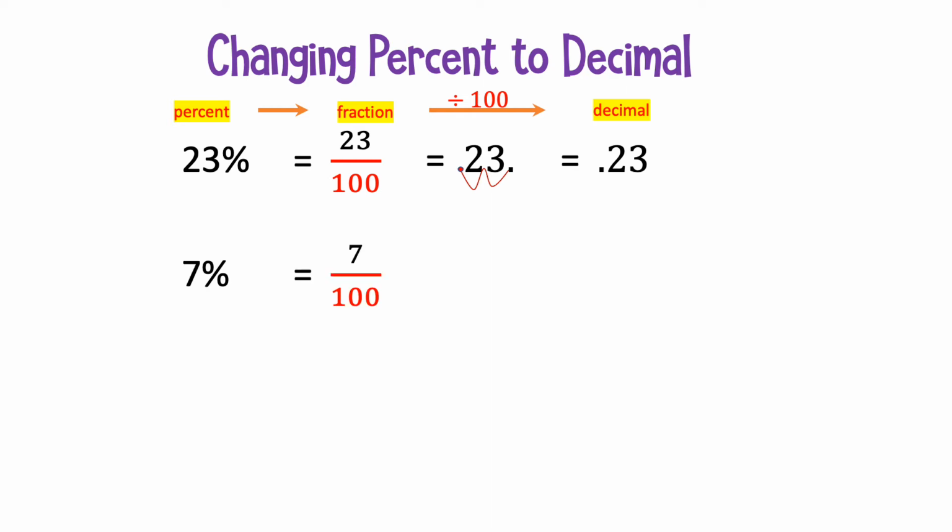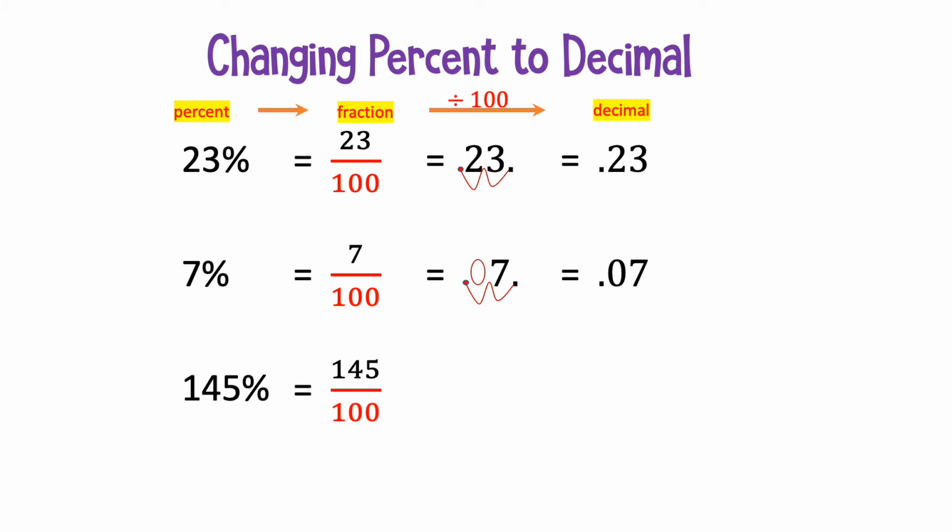7%. For 7%, we have 7 100ths. When we have 7, we're going to move it back 2 places. Notice we have a blank spot coming right after our decimal point, so we fill that in with a 0. So 7 100ths is written as 0.07, not 0.7. So 0.07 is the correct decimal form for 7%.